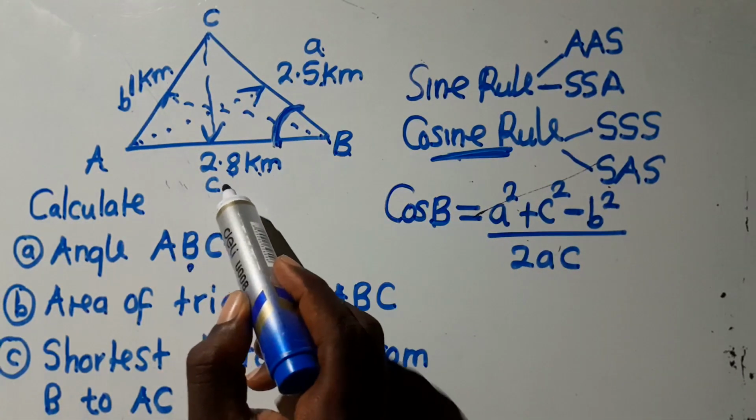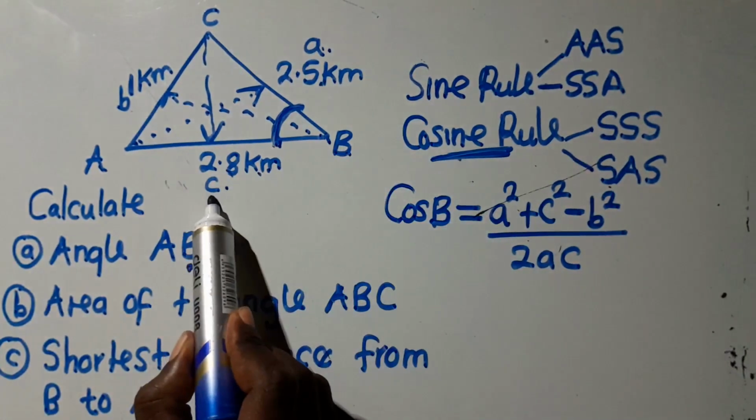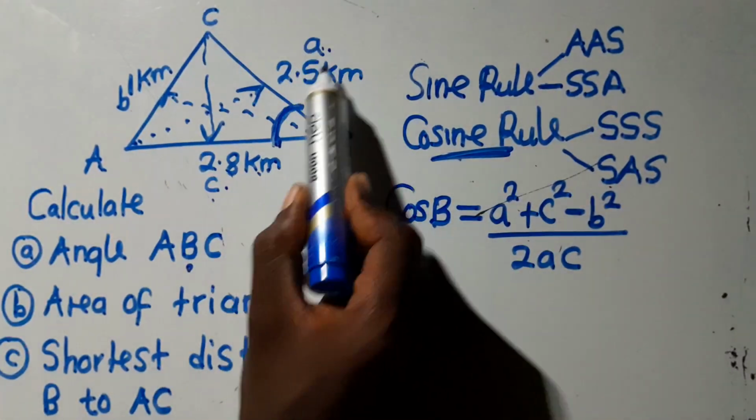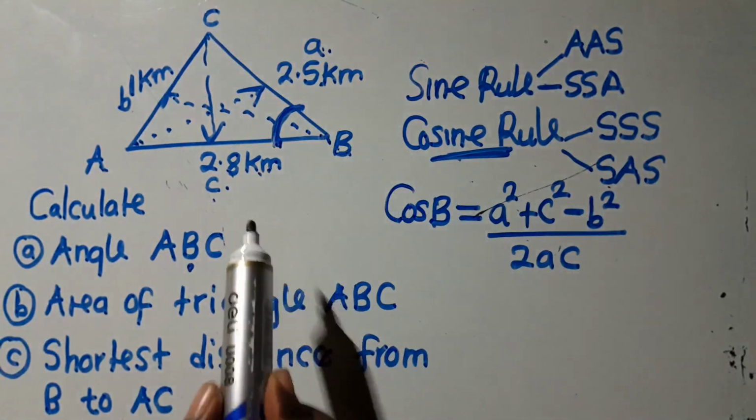So you've got C and A. You know that AB is the same as small letter c, and BC is the same as small letter a. It is just one and the same. So this is what we are going to do.